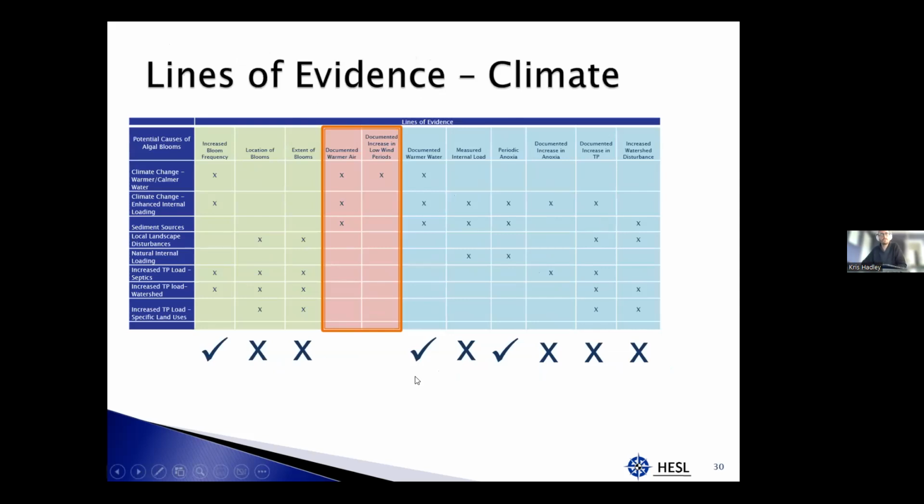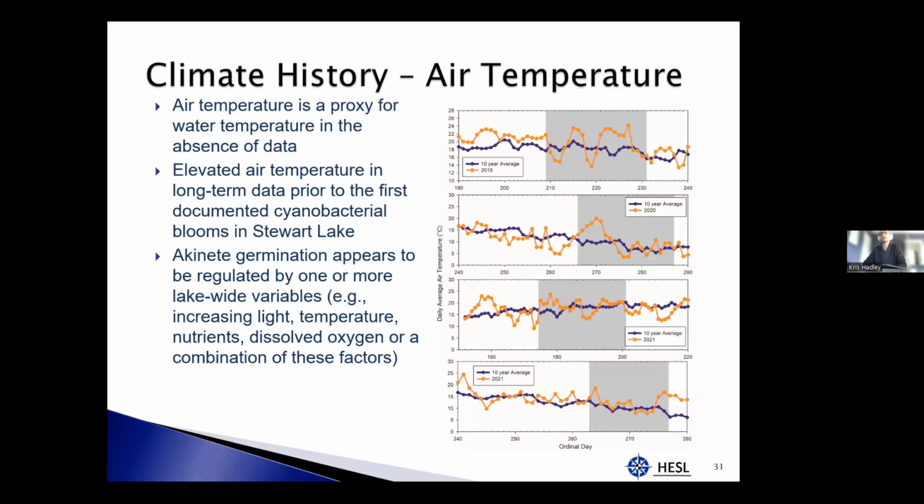So I'll move on to the two main climate indicators that we looked at, which is air temperature and wind speed, which are both known to contribute to cyanobacterial dominance in lakes, particularly in low nutrient lakes like Stewart Lake. So as I mentioned earlier, I'm using air temperature almost as a proxy here for what is likely happening in the water temperature, because warmer water at the surface is going to create a more stable water column.